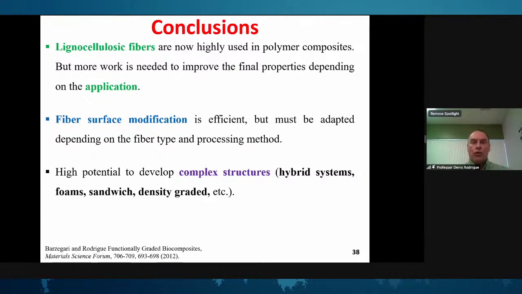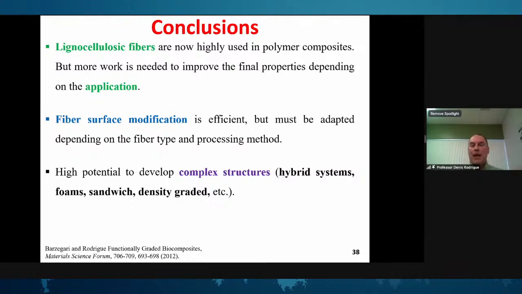So as a short conclusion, I think that everybody knows that lignocellulosic fibers are used in different applications today. Let's say for polymer composites, we're working on other types of matrices also, but this is my main research area. And it depends on the final application that you're looking for. But in most of these cases, fiber surface modification is the best or the most efficient way to have better properties at the end.